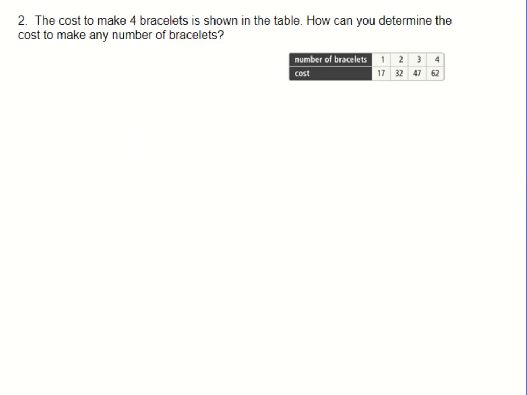All right, so the cost to make 4 bracelets is shown in the table. How can you determine the cost to make any number of bracelets? Basically they're asking us to write an equation for it, right? So the very first thing we need to do is find the slope. If we go this way, that's plus 1, plus 1, plus 1. What I'm doing is subtracting. So I'm taking 4 minus 3, that's positive 1, 3 minus 2, that's positive 1, and 2 minus 1, that's positive 1.